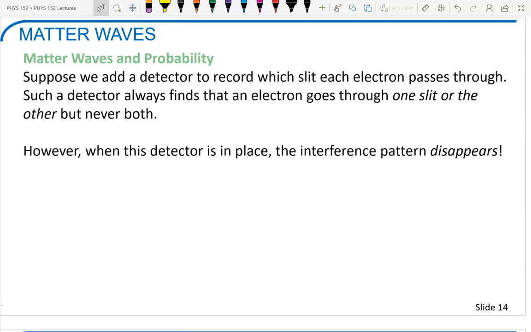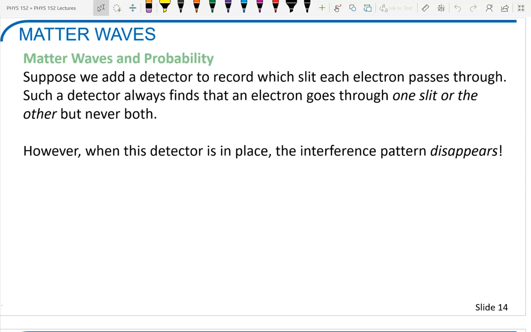At the slits, you're forcing light to be a particle. You're not allowing it to be a wave if you're measuring which slit it goes through. And you no longer have a diffraction pattern that appears. That's one of the crazy things about quantum mechanics. When you make a measurement, you fundamentally change the system.